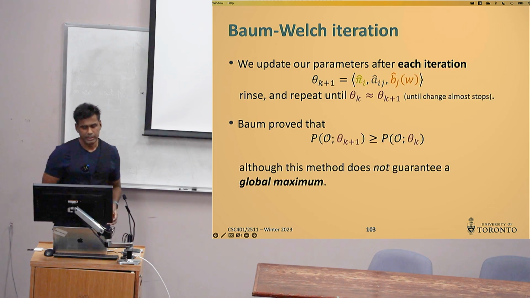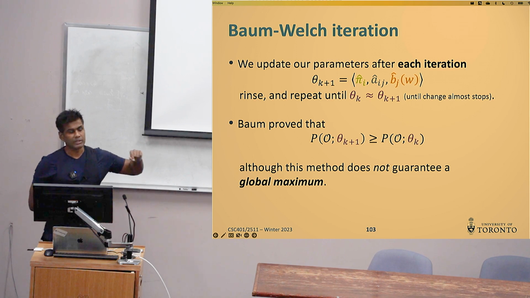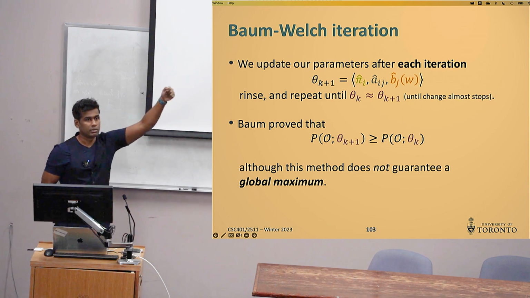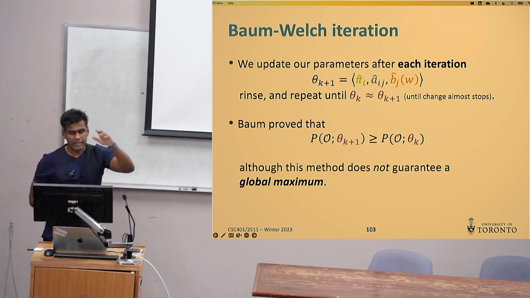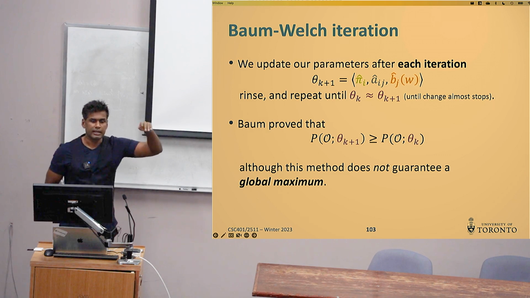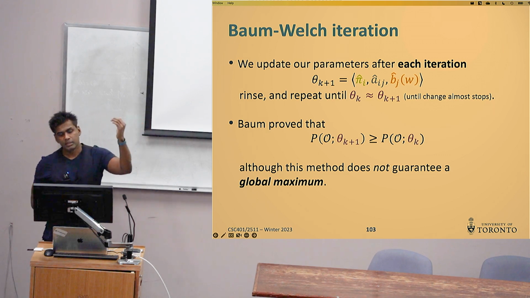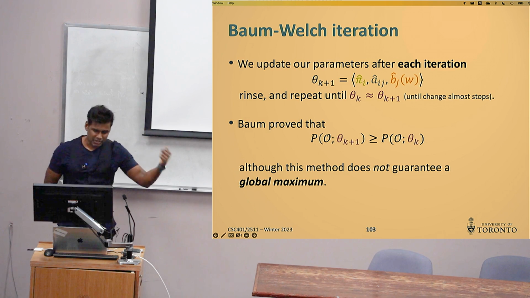So we update our parameters, and then we use this theta k plus 1. We go to the expectation step and use the theta k plus 1 values to recompute all the values, then calculate gamma it and psi ijt, and use those to come back and get theta k plus 2, and so on.